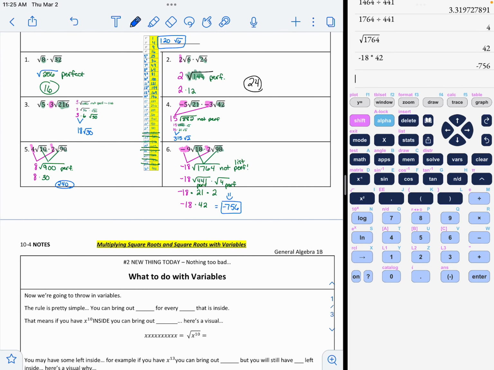All right, so hopefully you multiply your outside numbers together, you multiply your inside numbers together, and then you see if it's perfect, and after you check if it's perfect, then you use your list.